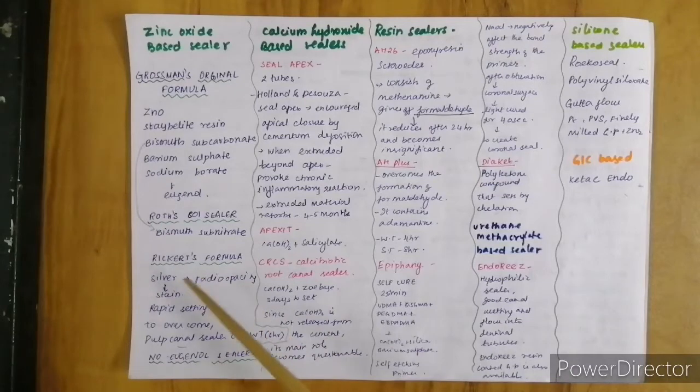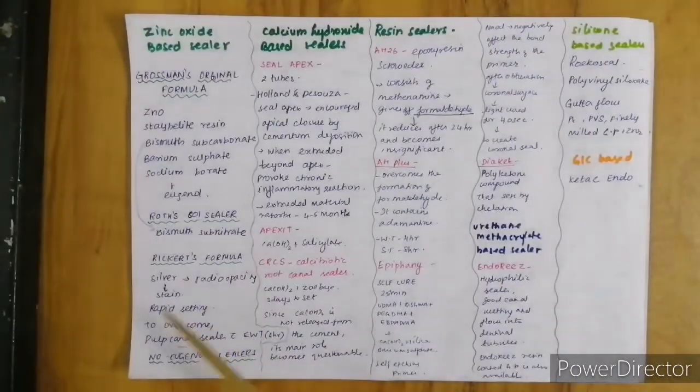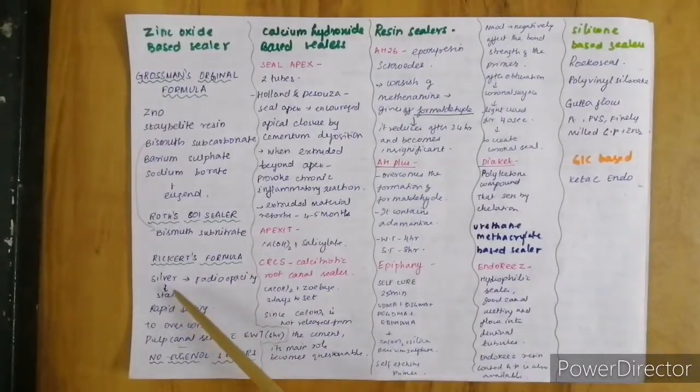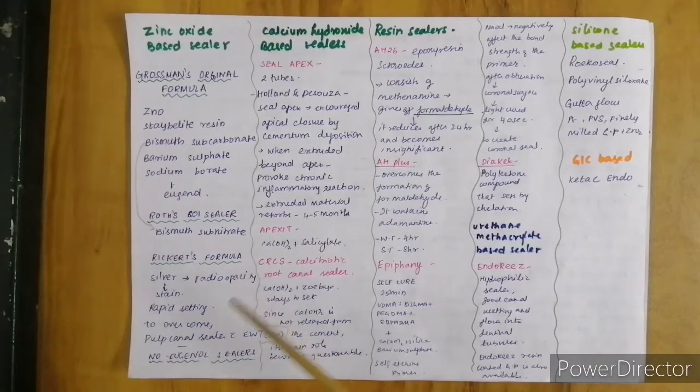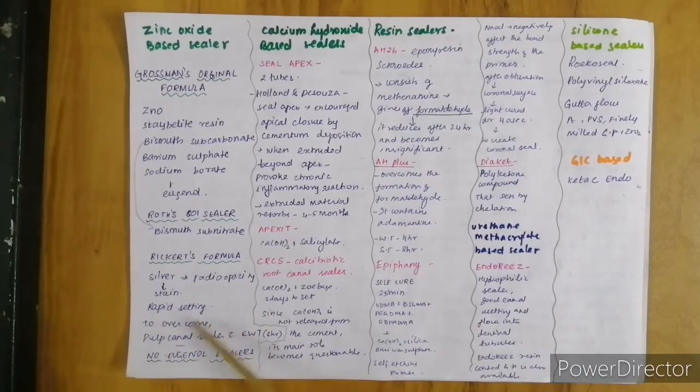Then Rickert has given his formula. He added silver in order to gain radio opacity, but the disadvantage was the stain caused by silver. Also, Rickert's formula had rapid setting. How I remember is Rickert, R and R. When I pronounce the name Rickert, I will definitely remember something related to R, that is rapid setting.